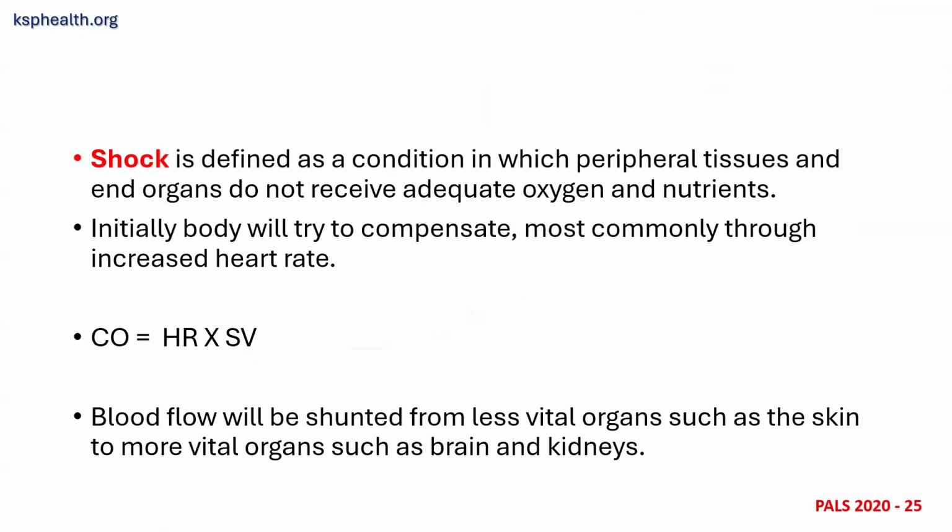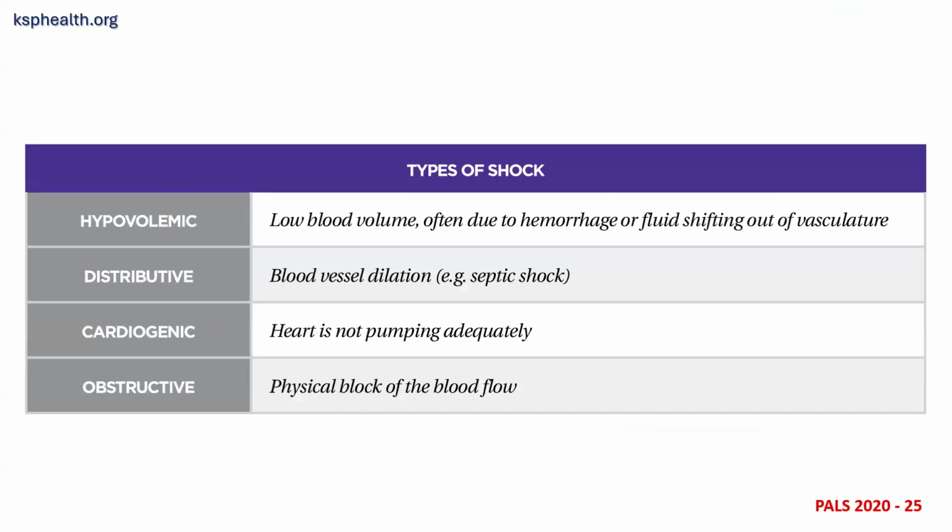Third category is shock. What is shock? Shock is defined as a condition in which peripheral tissues and end organs do not receive adequate oxygen and nutrients. Initially, the body will try to compensate, most commonly through increased heart rate, because cardiac output is equal to heart rate times stroke volume. The blood flow will be shunted from less vital organs such as skin to more vital organs such as brain and kidneys. There are 4 types of shock in general.